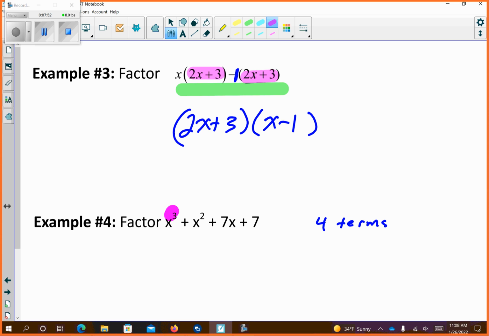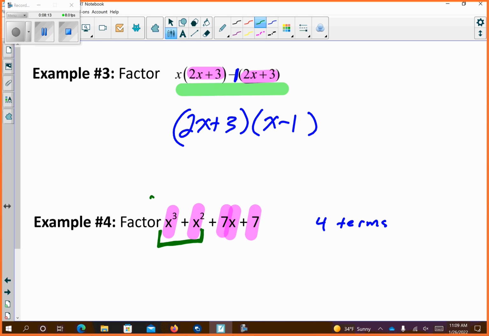Okay? Term, term, term, term. Agree? Does that make sense? All right. When you have 4 terms done, you look at your very first 2. That's all I'm going to look at for right now. What do I have in common between those?